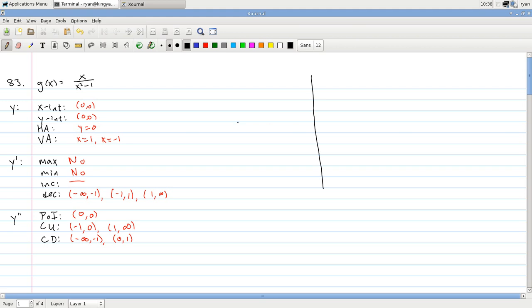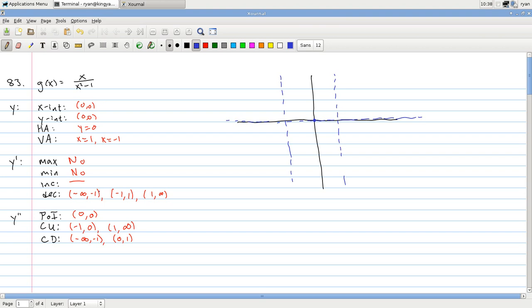Let's sketch this out and see what it looks like. Using the information from the original function, we have our only intercept at 0, 0. We have a horizontal asymptote at y equals 0. We have a vertical asymptote at x equals 1 and at x equals negative 1. So that summarizes the information we have from the original function.